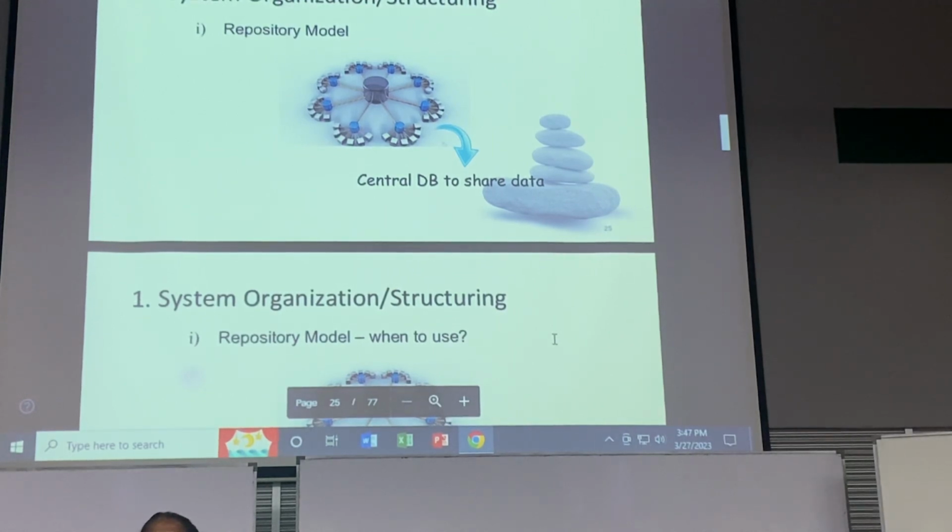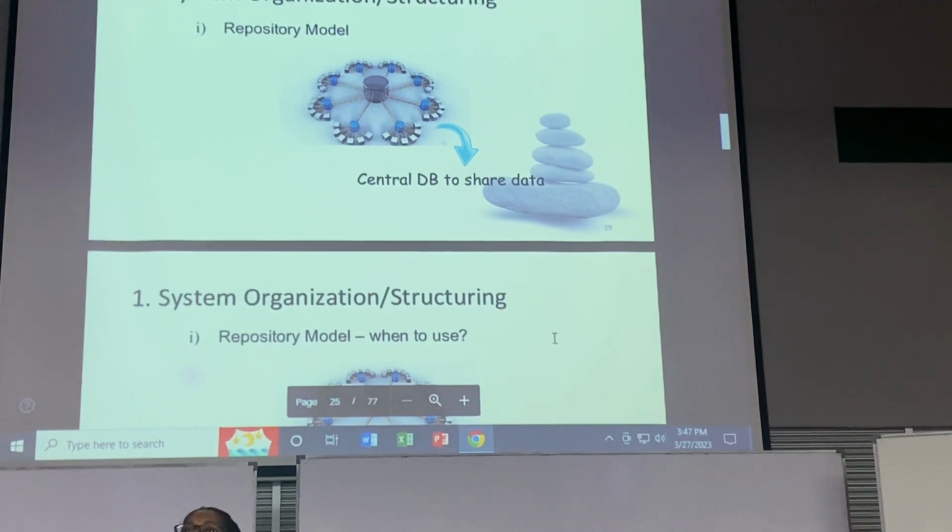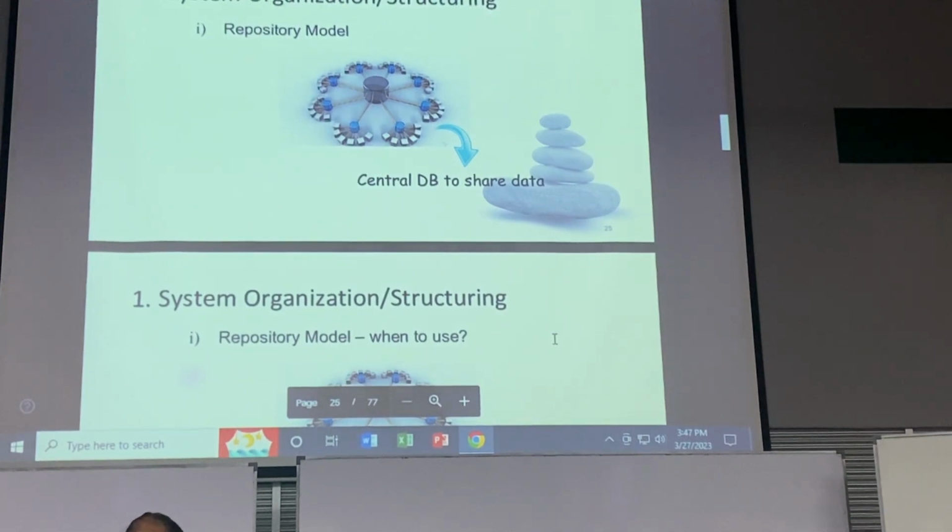Among these nodes, we have a few nodes over here, and they can share the data among the nodes. So this is called a repository model. That means you have a central database. The example that I can give you: now, Avatar UMT, we have a few branches, right? We have in KL, Kedah and so on.